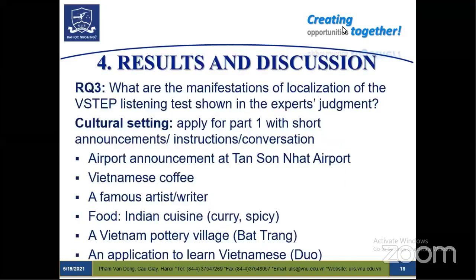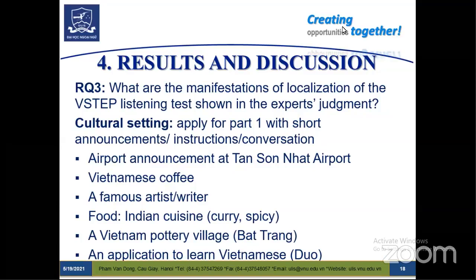And secondly, they mentioned the cultural setting. They also judged that in part 1, with short announcements, instructions, or conversations, there just exists a cultural setting. Like an airport announcement at Tân Sơn Nhất Airport, an airport in Vietnam, or Vietnamese coffee, or a famous Vietnamese artist or writer, or a Vietnamese pottery village.